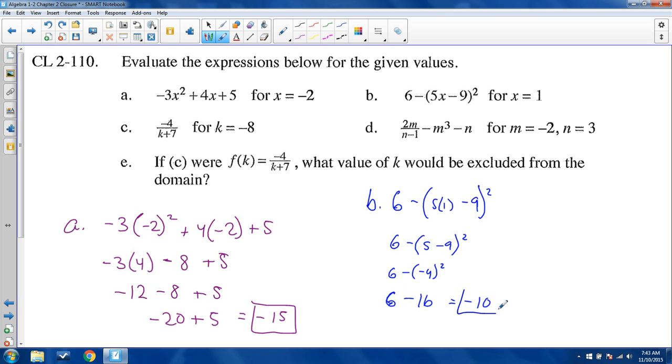Be very careful with your order of operations. Don't just assume signs change for no reason out here. I was only applying this number here to make it 16. And I still subtracted it.